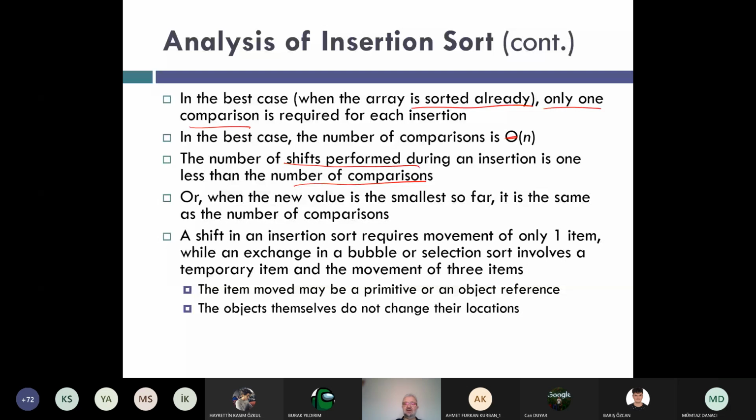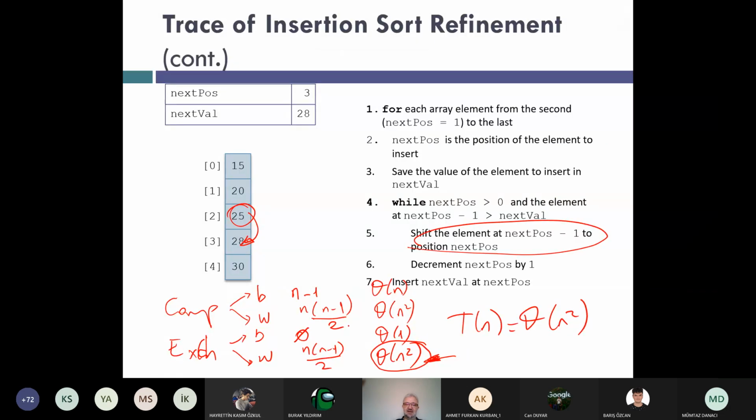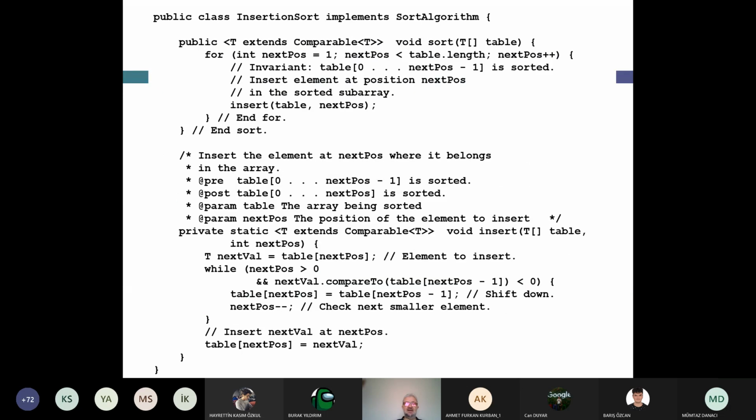But if the value is the smallest, the number of comparisons and the number of shift operations are the same. It means that if the worst case happens, the number of comparisons and the number of shifts are the same. Okay, we have said that before. And this is the code for the insertion sort.